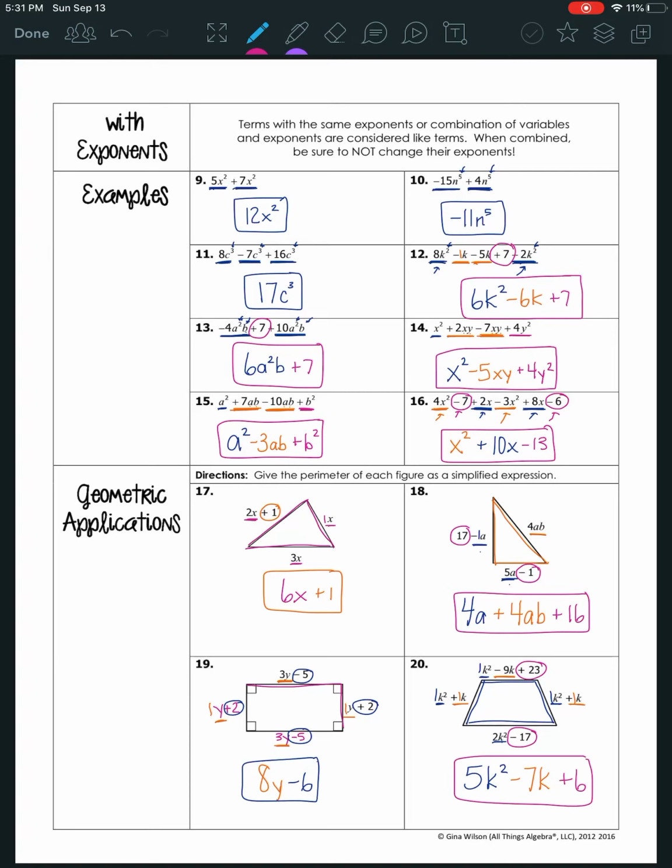All right. So that concludes our lesson of combining like terms. Underline them, find the things that are the same.